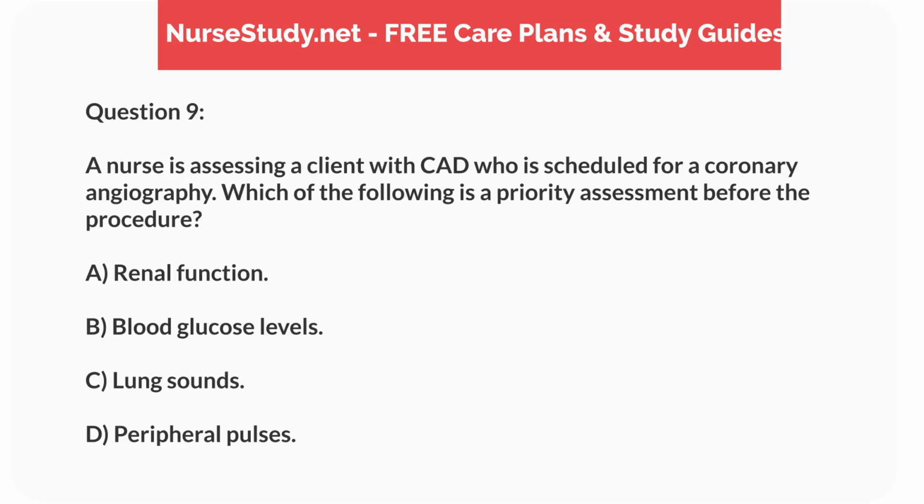Question 9. A nurse is assessing a client with CAD who is scheduled for a coronary angiography. Which of the following is a priority assessment before the procedure? A. Renal function. B. Blood glucose levels. C. Lung sounds. D. Peripheral pulses.